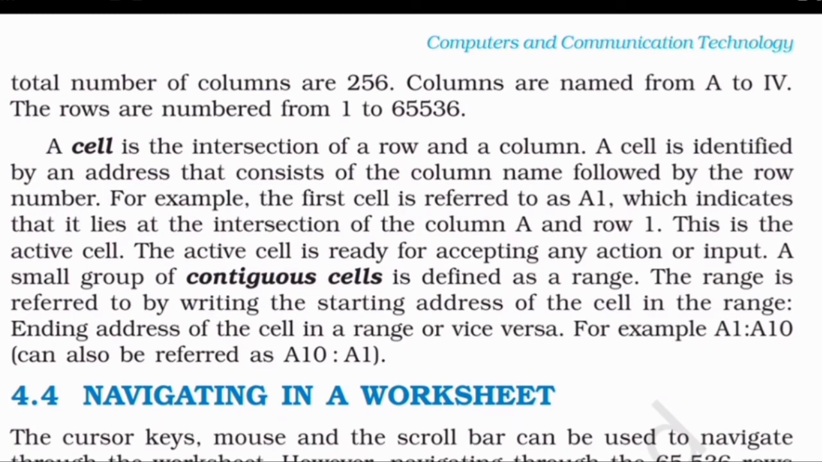A small group of contiguous cells is defined as a range. The range is referred to by writing the starting and ending addresses of the cells in the range. For example, A1:A10 can also be referred to as A10:A1. So a cell which is selected is the active cell. Whatever data or information we enter gets entered in the active cell.